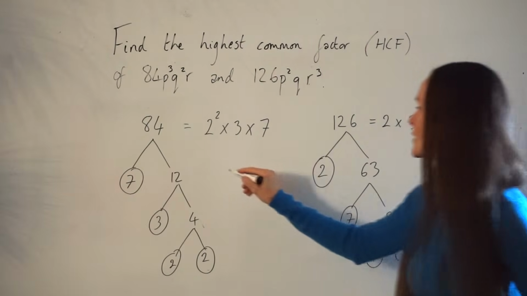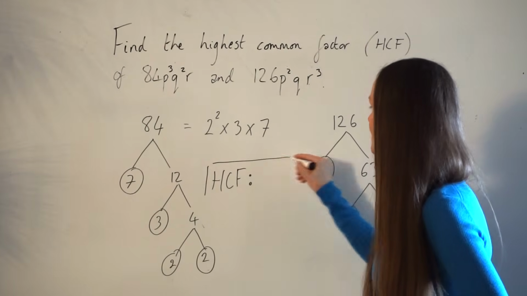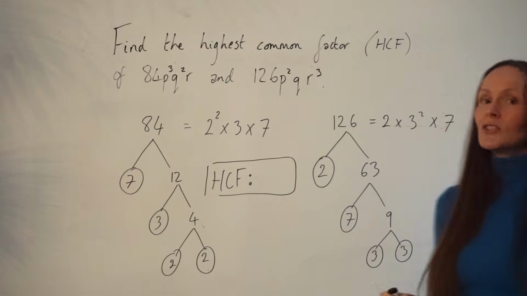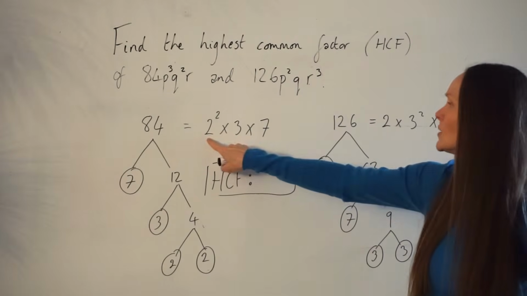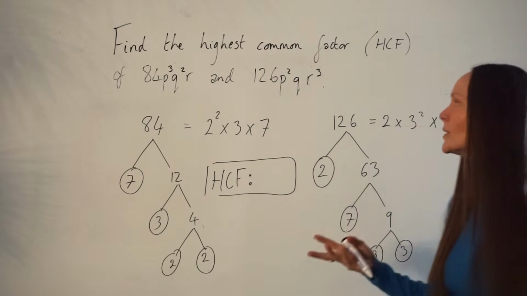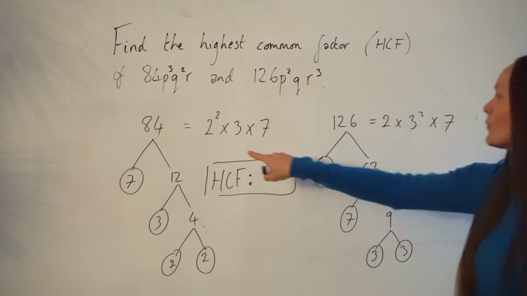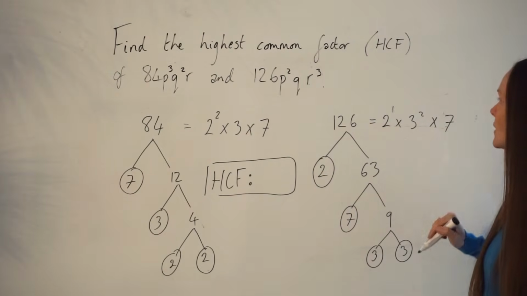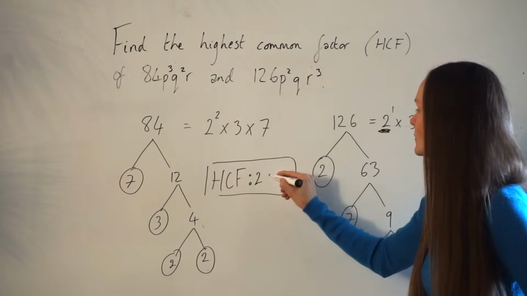So to work out the highest common factor of those two numbers, 84 and 126, we need to consider these numbers here. First, we need to look for the common factors. So in this question, they're actually all common. You can see a 2 here on both sides, a 3 on both sides, and a 7 on both sides. So they're all common in this question. You need to take the one with the smallest power. So if we compare 2 squared with 2, well, 2 is the same thing as 2 to the power of 1. This one is the smallest power, so I'm going to write that one down.